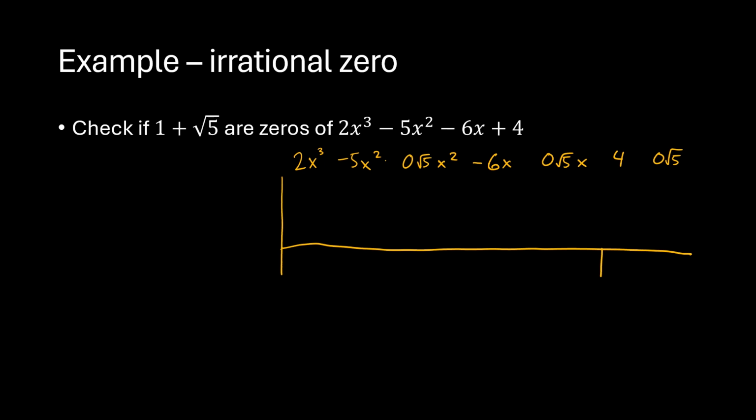Now, what we're going to do is take this, x minus 1 minus square root of 5. That's what I would divide it by. That's changing the signs, but notice that when I change them here, they're going to become the same.